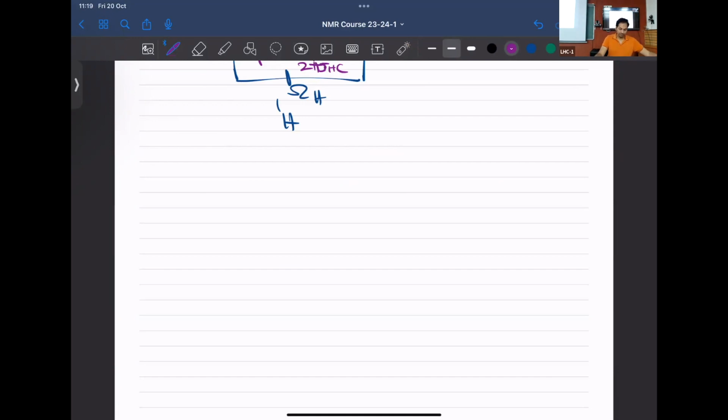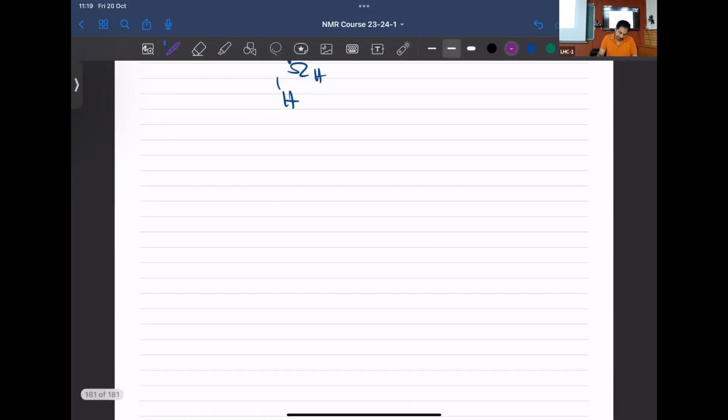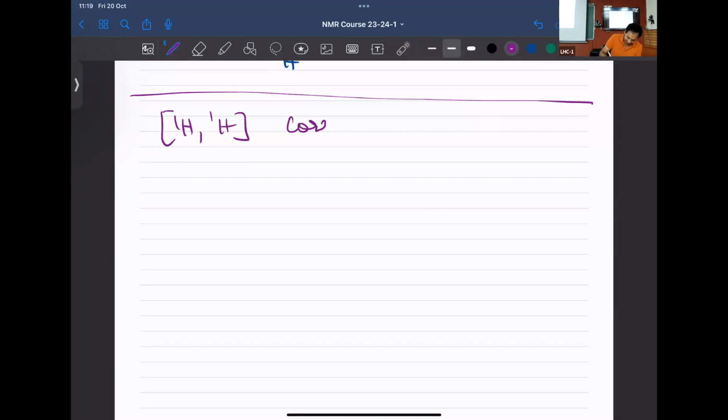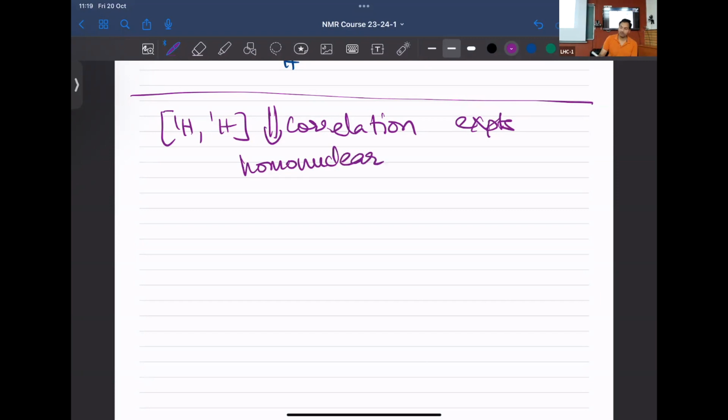Okay, so let's move forward. Let's see other 2D NMR experiments. Let's try to focus a little bit on proton-proton correlation experiments. Until now, we saw carbon-proton and nitrogen-proton. Those are called heteronuclear correlation experiments. These are called homonuclear correlation experiments.